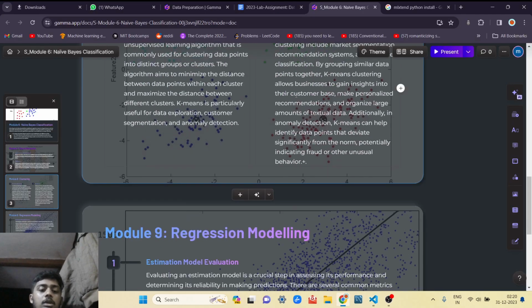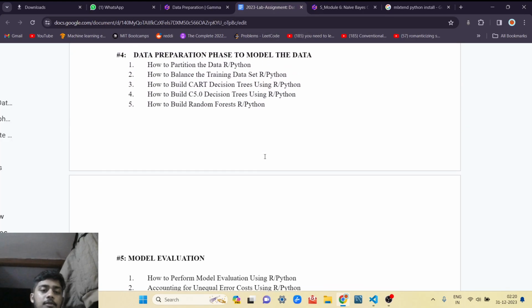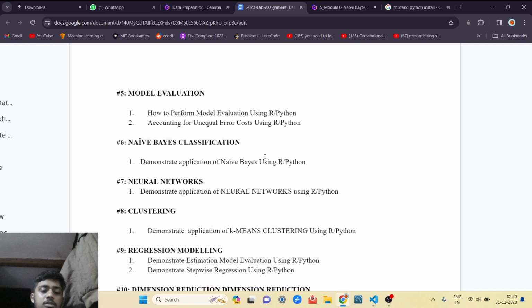So this is all about these modules. Next, we will learn about regression modeling.